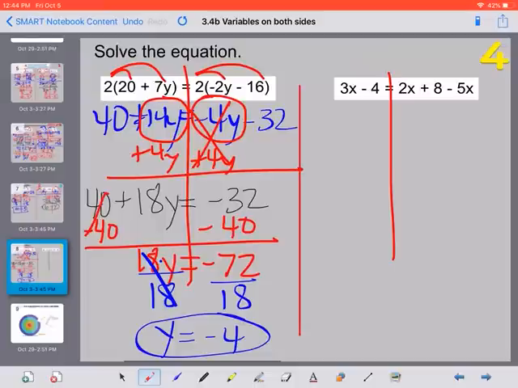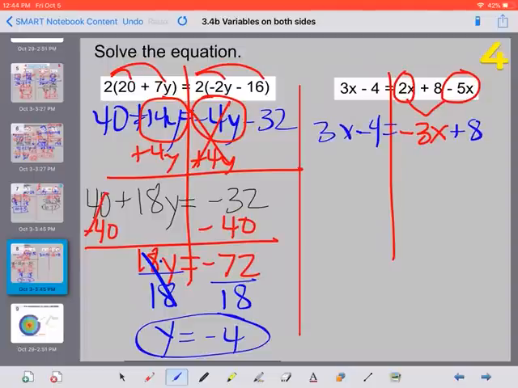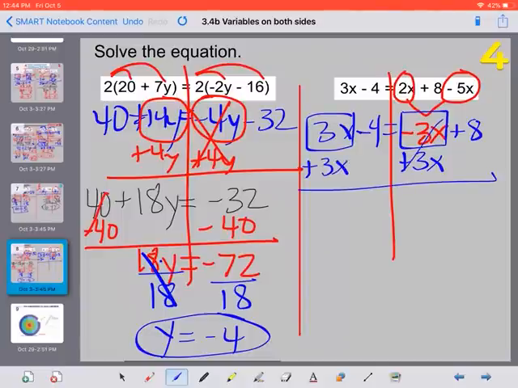Last one, we don't need to distribute, but look at all the x's we have. 1, 2, 3. Since these two are on the same side, we can combine them, but it's not 7, 2, and a negative 5. There's more negatives. It's a negative 3x. And then write the rest, plus 8. And now, be careful, we have 3x here and a negative 3x here. I'm going to move the smaller one and add 3x. 3 minus 3 eliminates. These are all positives though, so this really gives us 6x minus 4 equal to 8.